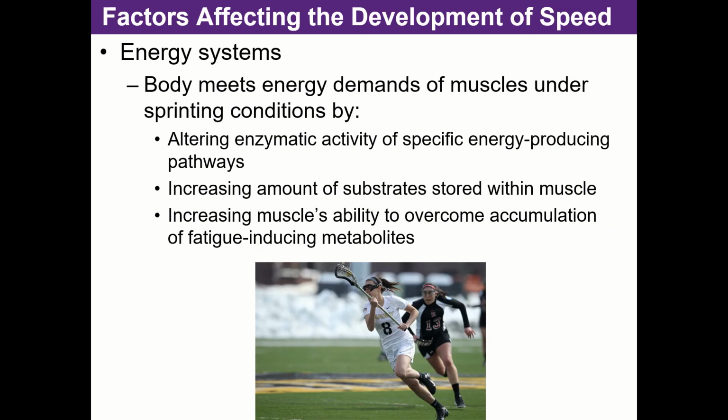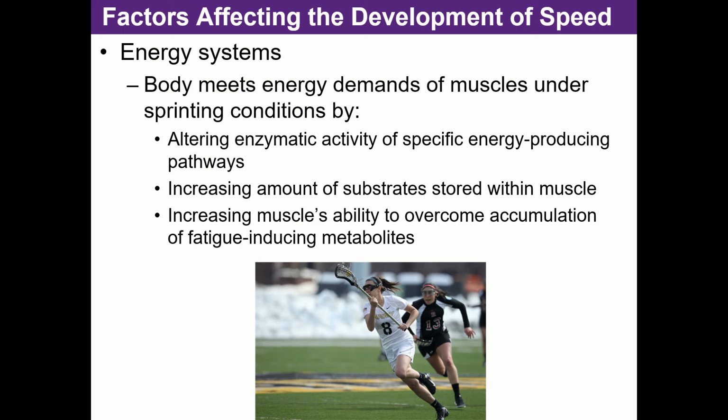So factors that affect the development of speed, the first obviously is energy systems. So being able to supply ATP to fuel muscle contraction at a really high rate, to fuel power output or high power outputs. And so being able to meet those energy demands is dependent upon the enzymes that are involved in producing those substrates, for example, the enzymes that are involved in breaking down phosphocreatine, the enzymes that are involved in glycolysis, the enzymes that are involved in breaking down ATP.